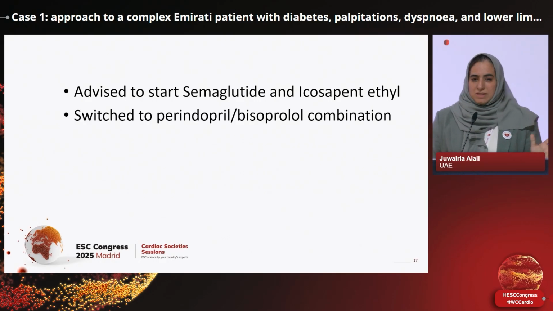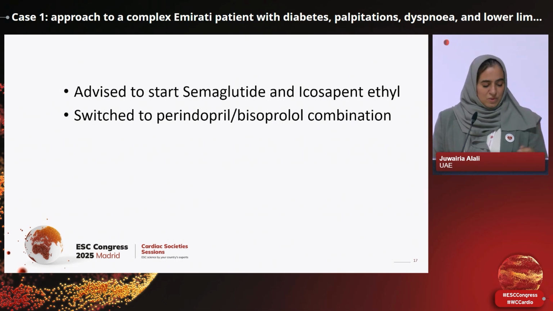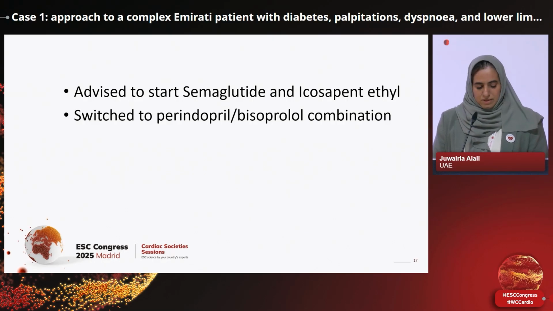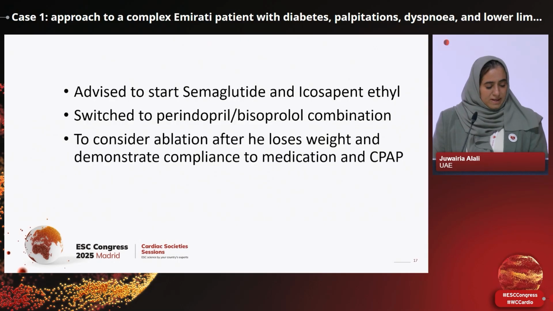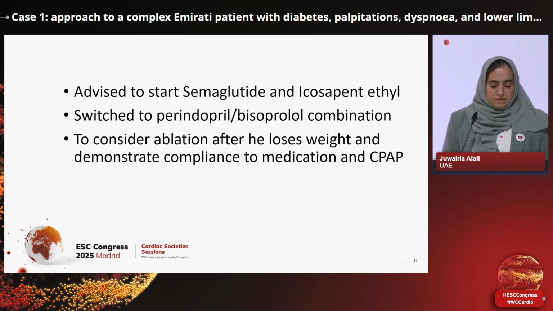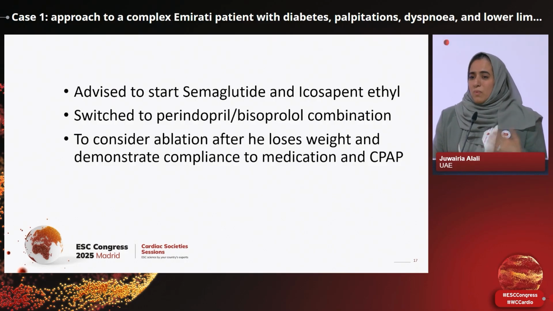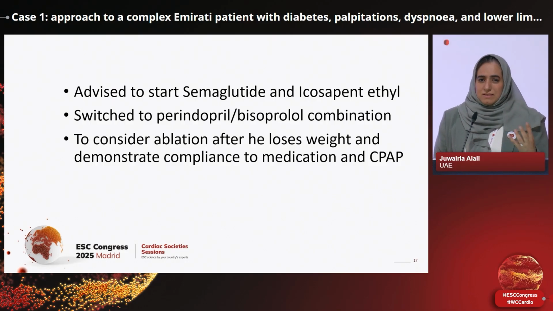And at this point, because we thought his heart failure had recovered because of the rhythm control, I thought simplifying his therapy is a target. So we switched him from single pills of bisoprolol and perindopril to a combination pill. So that will enhance compliance. And then we said we can consider his need for ablation after he loses some weight and demonstrates compliance to medication and CPAP. So you see, we have quite complex patients, but these complexities, if they're addressed quite early, can prevent further cardiac complications.